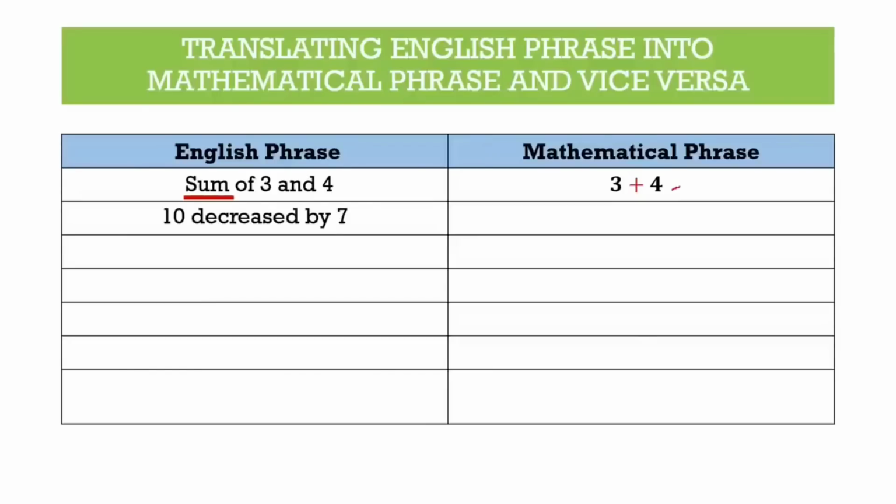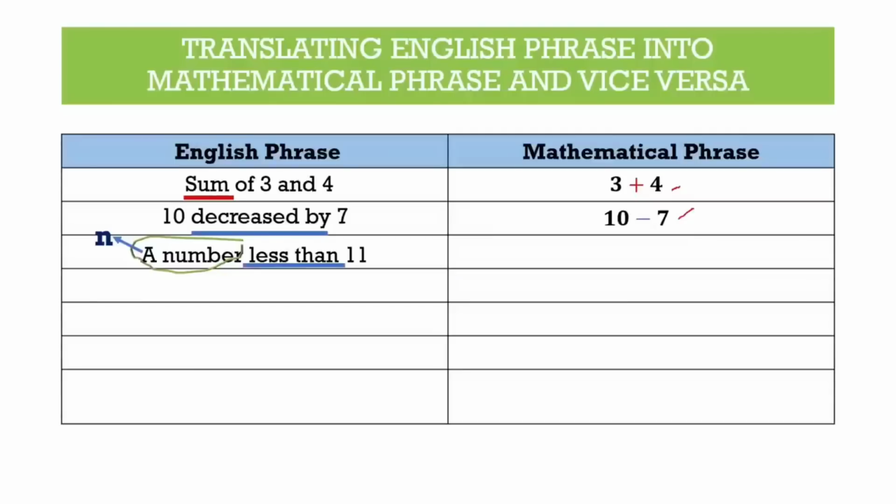For example 2, we have 10 decreased by 7. So again, our clue word there is the phrase decreased by. And decreased by is under the operation subtraction. So we write that as 10 minus 7. Next, we have the phrase a number less than 11. Since it is an unknown number, we will use letter N to represent that number.